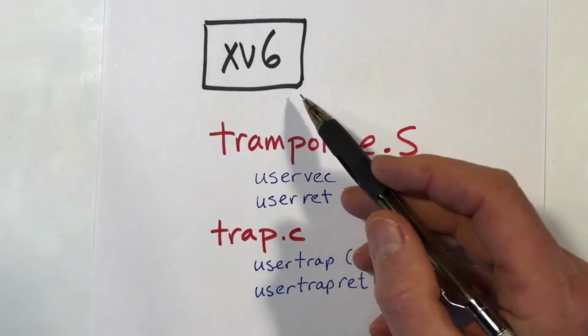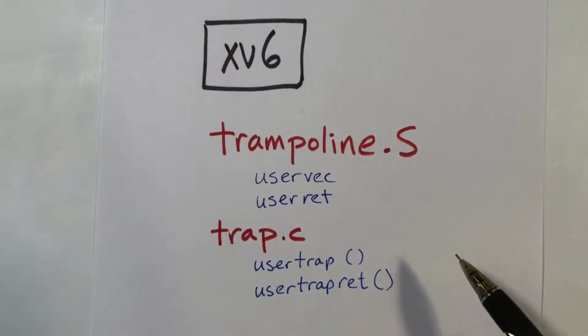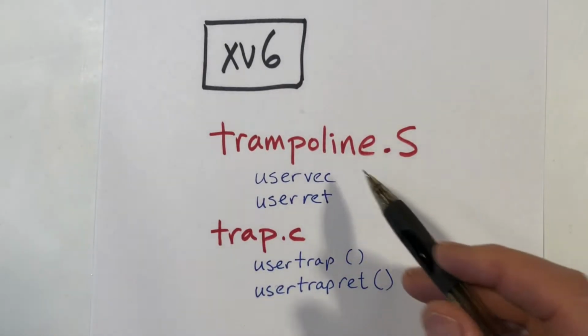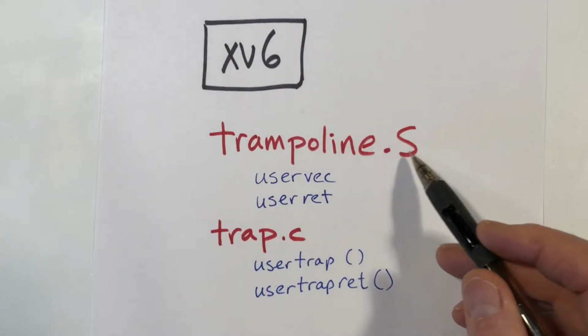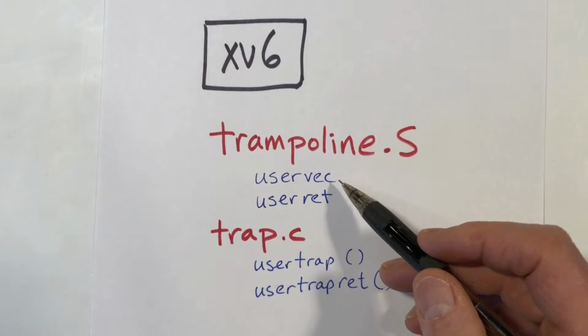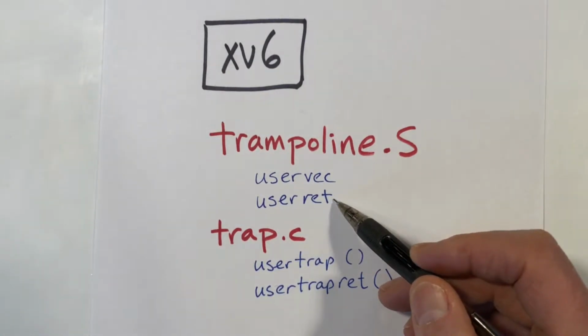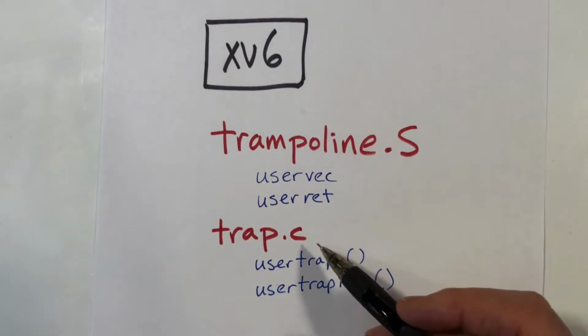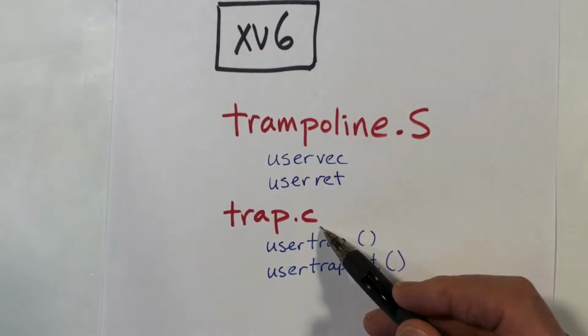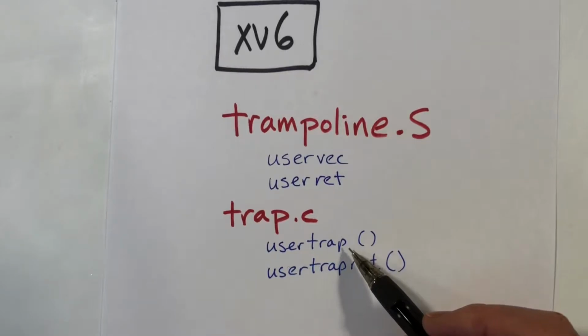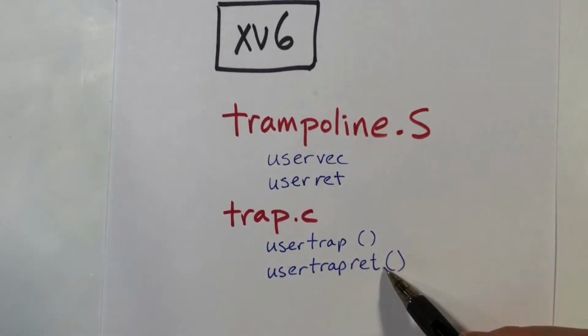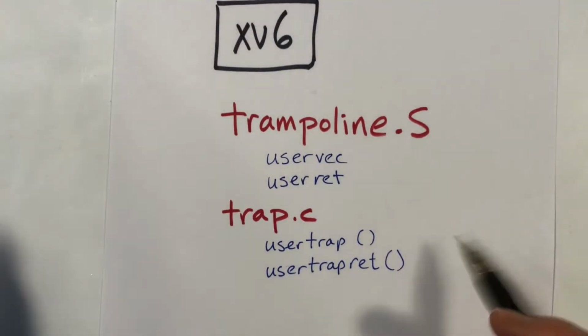This video is part of a series on the xv6 operating system. In this video, I'm going to go over the assembly code in the trampoline.s file. This includes the code called uservec and the code called user_return. I'll also go over some of the code in the trap.c file. I will talk about the user_trap function and the user_trap_return function.